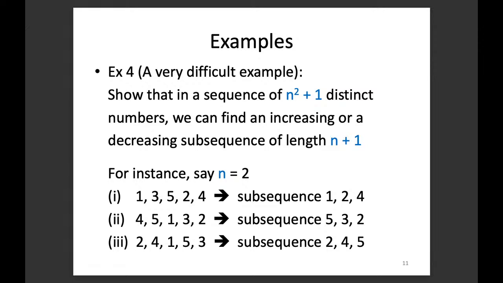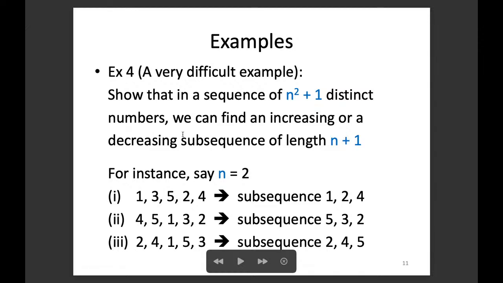And the next one is a super hard problem. Okay, so we want to show the following. Let n be a positive integer. Here n is equal to 2, but in general n can be any positive integer. We create a sequence of n squared plus 1 numbers, all different. So in this example, n is equal to 2, and we are creating a sequence of 5 numbers. We want to show that no matter how we arrange the numbers, we can always find an increasing or decreasing subsequence of length n plus 1.